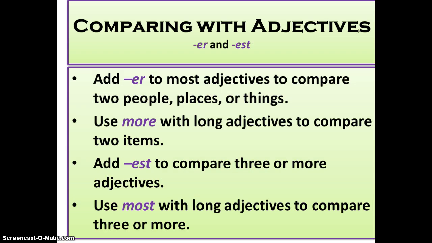First, let's look at comparing with adjectives using the endings ER and EST. You add ER to most adjectives to compare people, places, or things. Use more with long adjectives to compare two items. Add EST to compare 3 or more adjectives. And finally, use most with long adjectives to compare 3 or more. Let's look at some examples.